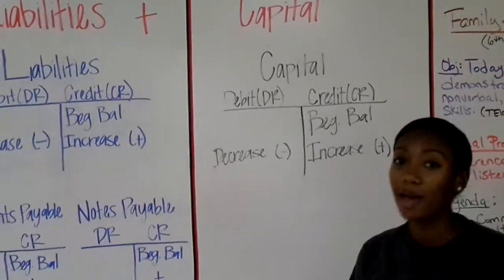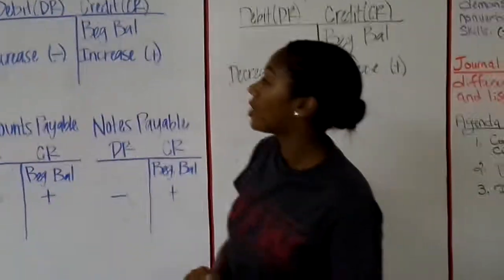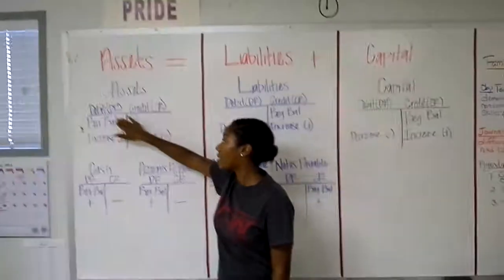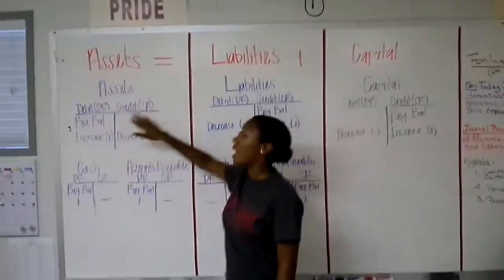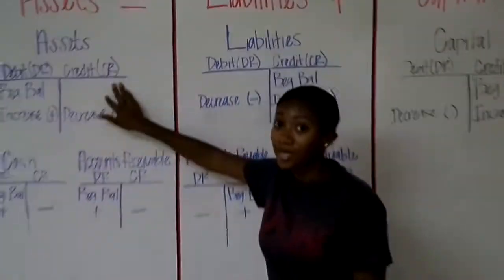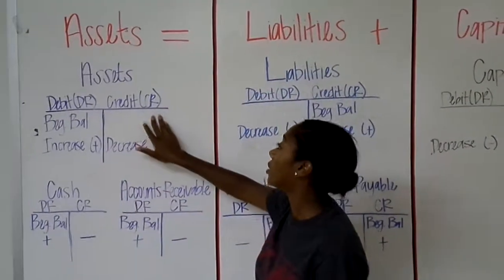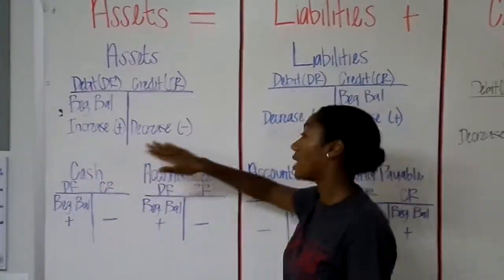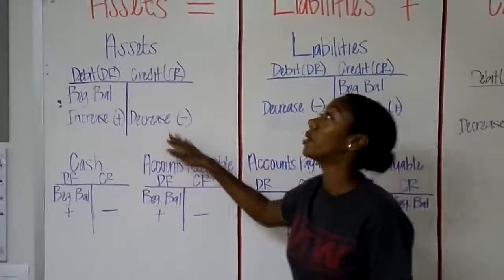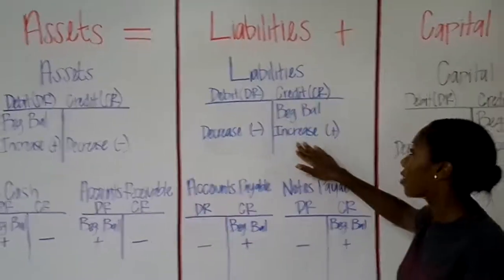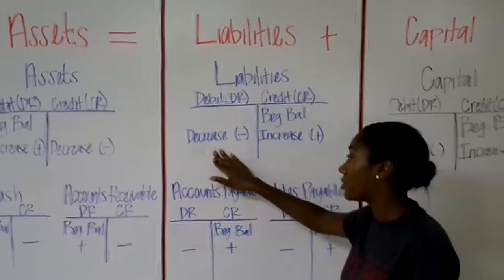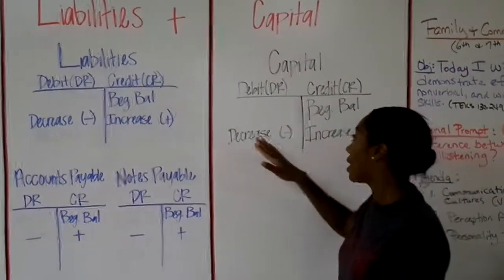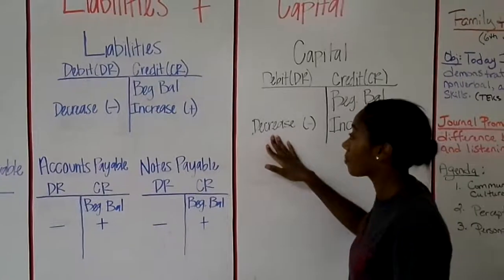Now let's recap what we learned. The first thing we learned is that in any T account, there is a debit side, which is always on the left, and a credit side, which is always on the right. We also learned that assets increase with a debit and decrease with a credit. We learned that liabilities increase with a credit and decrease with a debit, and capital increases with a credit also and decreases with a debit.